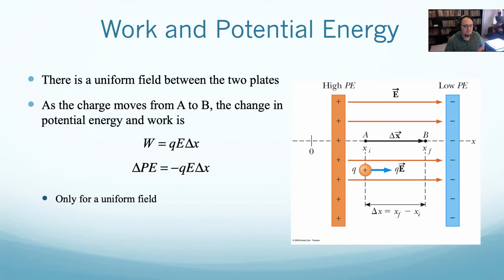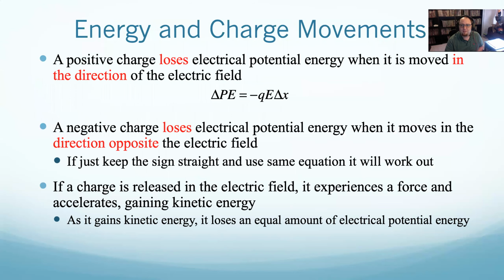Going further with stuff that I have already said, but I'm just stressing. A positive charge loses electric potential energy when it's moved in the direction of the field. So if it goes with the field, its potential energy goes down. A negative charge loses electric potential energy when it moves in the direction opposite the electric field. So a negative charge will move in the opposite direction. Once again, if you just keep the equation the same, and Q is negative, plug in a negative value, it will work.